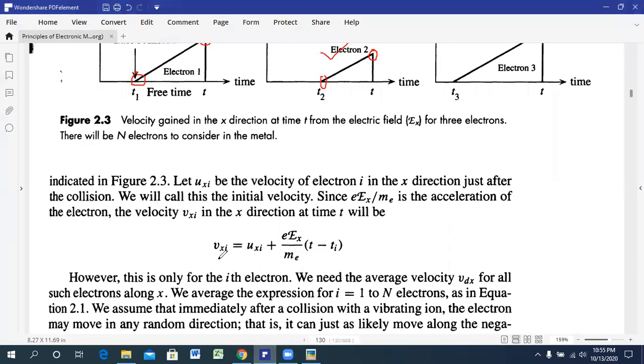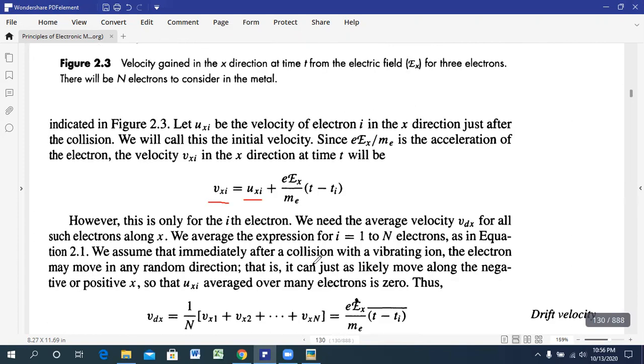Now if you look, they are considering the ith number of electrons. That means Vxi should be equal to, they took from the left side to the right side, Uxi and E of x, which we have written as Q. So in place of Q we can write the charge of the electron E of x divided by Me multiplied with the time T minus Ti, because this one is for the ith position or ith electron, so the time should be T minus Ti. Is that clear?